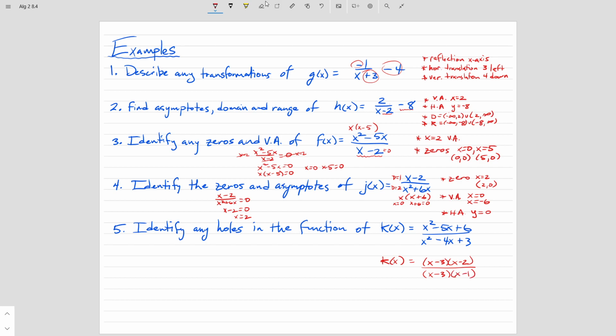And it looks like I am going to cancel a factor because x minus 3 cancels. And since x minus 3 is the factor that canceled, then that tells me I'm going to have a hole, or I should write this. I'm going to have a hole at x equals 3. Boom.